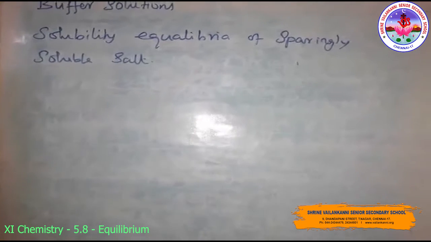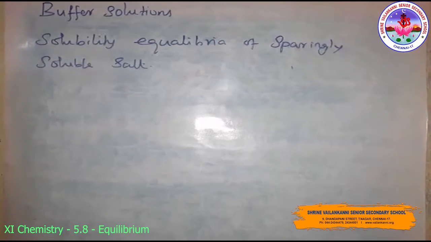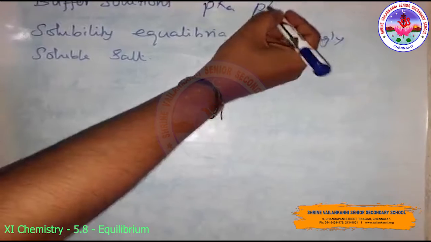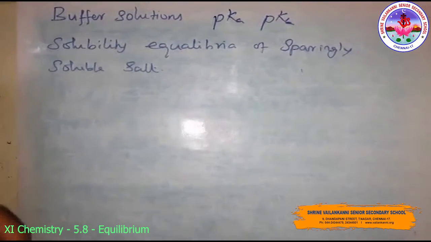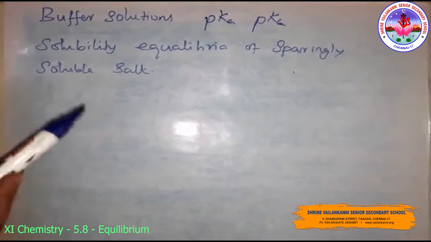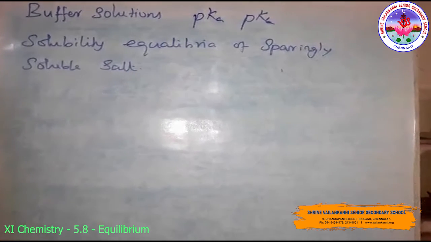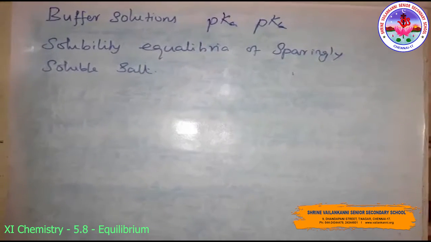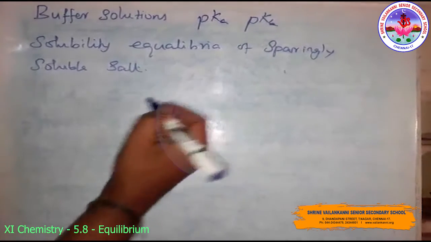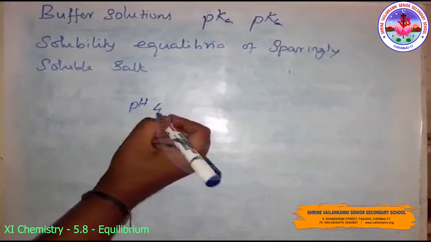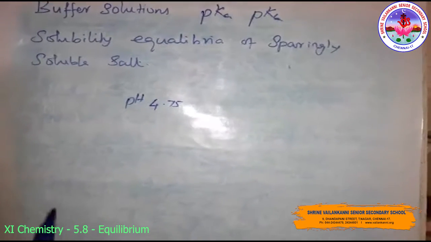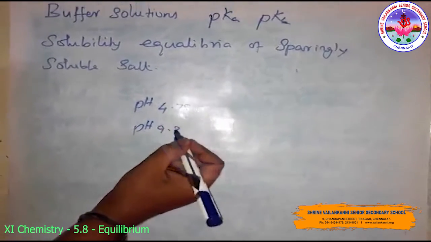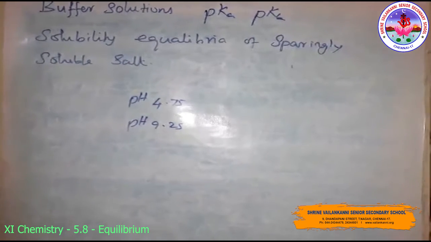A buffer solution of a particular pH can be prepared by knowing the pKa of the acid or the pKb of the base, and by controlling the ratio of salt and acid or salt and base. A mixture of acetic acid and sodium acetate acts as a buffer solution around pH 4.75, and a mixture of ammonium chloride and ammonium hydroxide acts as a buffer solution at pH 9.25. So this is called a buffer solution.